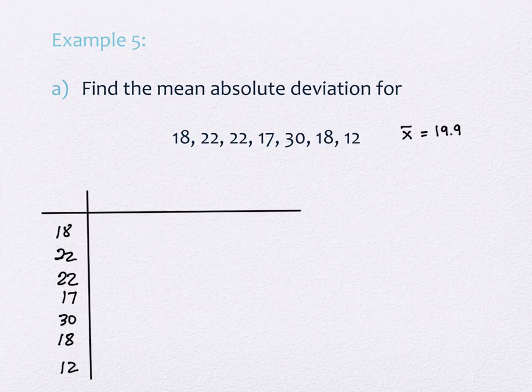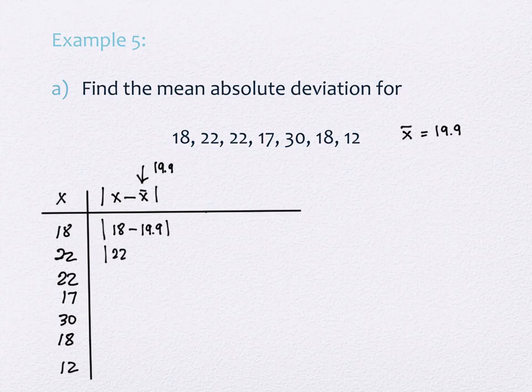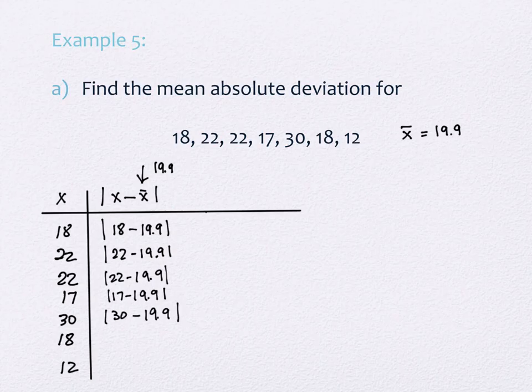Okay. This step here, I'm going to actually do this as an absolute value. So I want the absolute value of these x values minus my mean. And this mean right here is the 19.9 that I got. So I'm going to write them all out in this step and find their value so that you can see what that looks like. So this is supposed to be 18 minus 19.9 and then the absolute value. This should be 22 minus the 19.9. I have another 22 minus 19.9. I have 17 minus 19.9, 30 minus 19.9, 18 minus 19.9, and 12 minus 19.9.